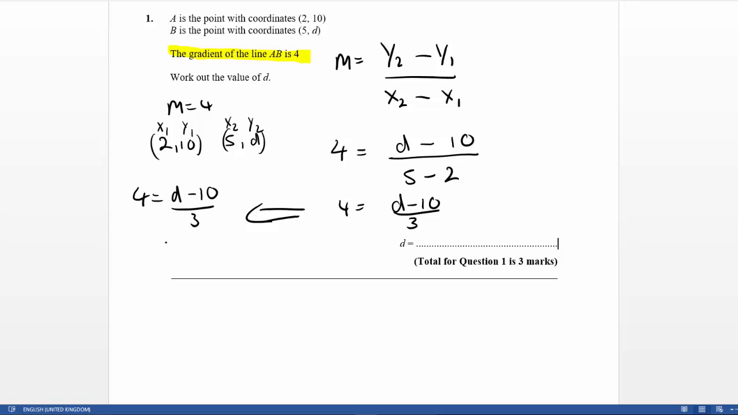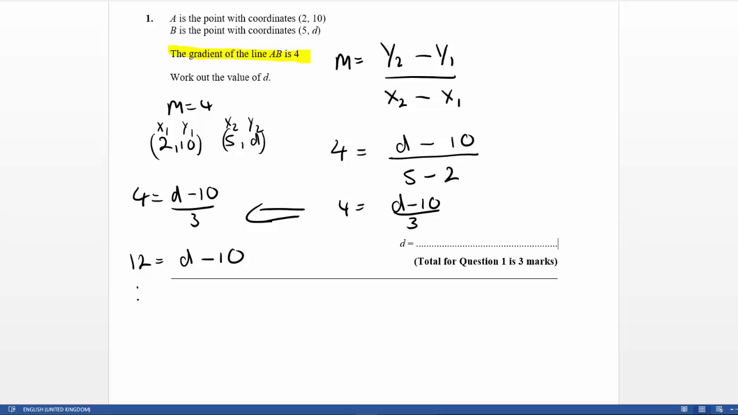Okay, so I'm going to multiply both sides by 3, and that's going to eliminate the fraction. So obviously we're going to do 3 times 4, which is going to give me 12. And the denominator is going to disappear. So that's going to give me D minus 10. How am I going to isolate D? Add 10. Add 10 to what? Both sides. Good.